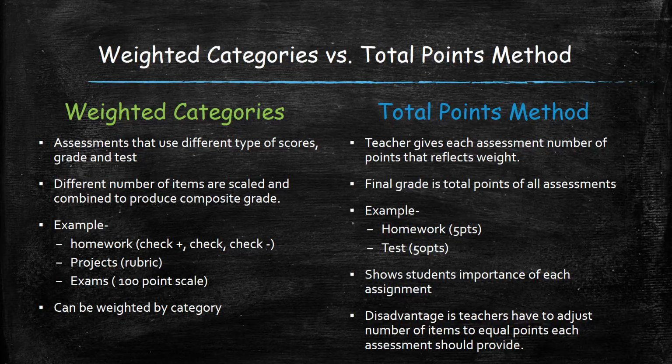In the total points method, the teacher gives each assessment a number of points that reflects its weight. The final grade is the total points of all assessments. Example: homework is worth 5 points and a test 50 points. This method shows students the importance of each assignment. The disadvantage of the total points method is that teachers have to adjust the number of items to equal the points each assessment should provide.